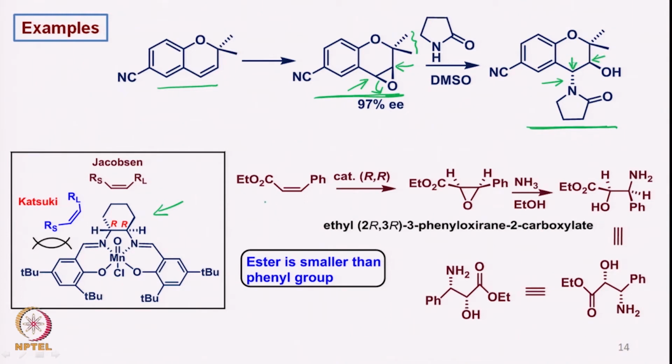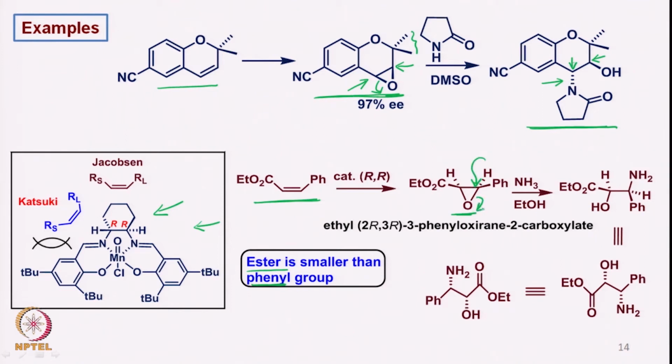Now, if we take an alpha-beta unsaturated ester of this kind, which has a phenyl group on one side and an ester group on the other side, and we have a cis double bond, and if we react it with the same catalyst and the same oxo complex as here, and considering that the ester group is smaller compared to a large phenyl group, then of course epoxidation would occur the same way as we discussed earlier in the case of 2-methylstyrene, and when this epoxide is formed, the ammonia attacks onto this particular carbon atom.